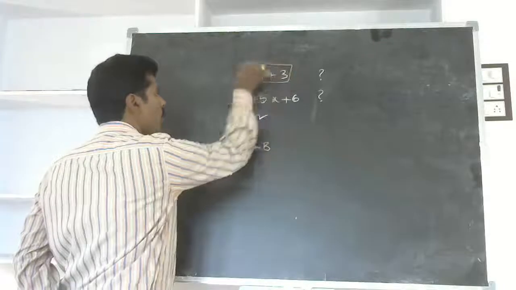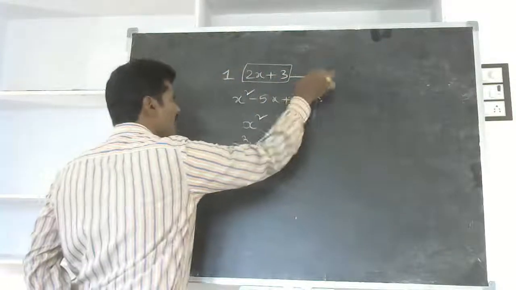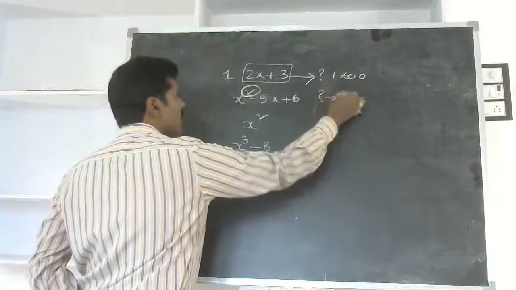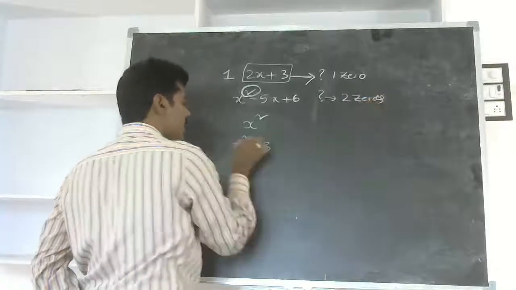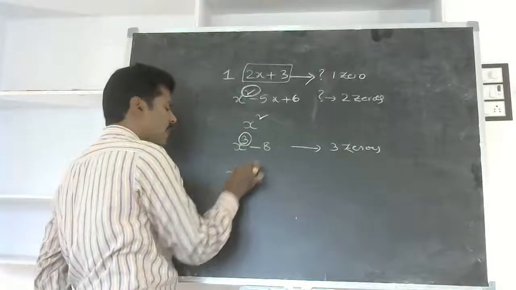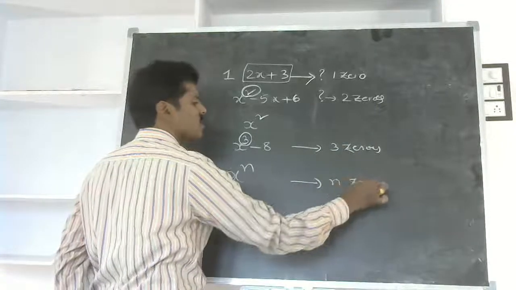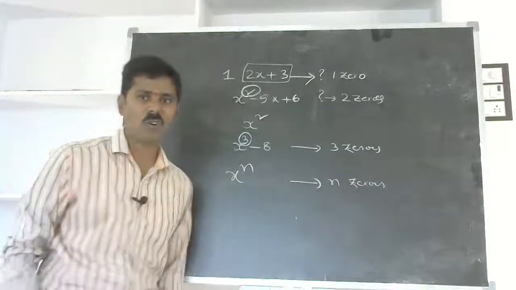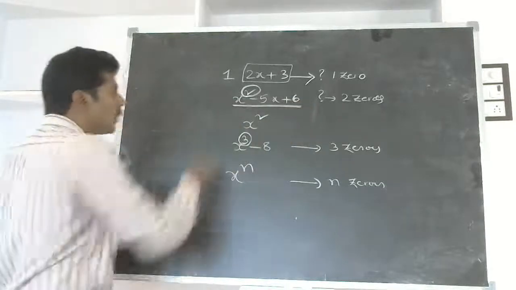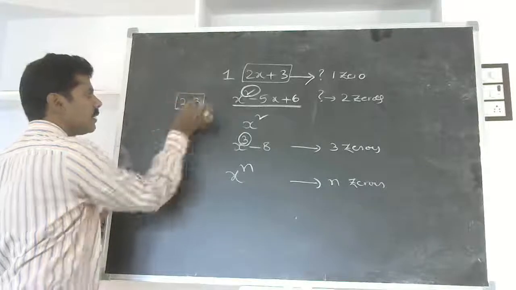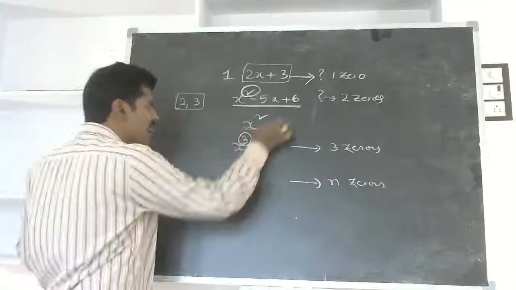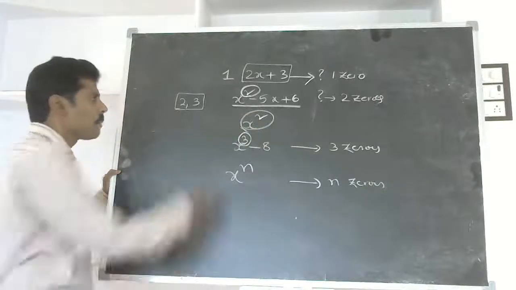Here the degree of the polynomial is 1. Definitely this polynomial will get 1 zero. And if the degree of the polynomial is 2, we will get 2 zeros. If the degree of the polynomial is 3, you will get 3 zeros. And if your degree of the polynomial is n, you will get n zeros. But there is a little logic over here. If you observe here x square minus 5x plus 6, you will get 2 zeros, 2 comma 3. But if you take only x square, this is also second degree, but you will get only 1 zero.